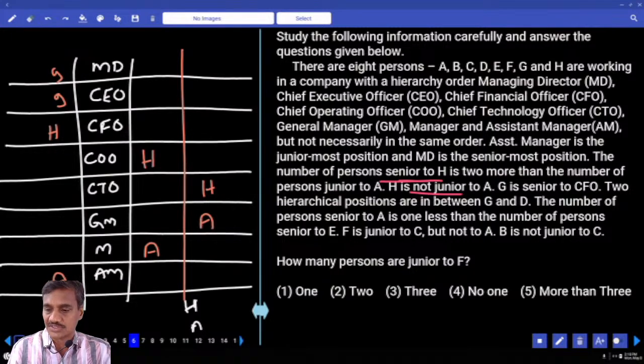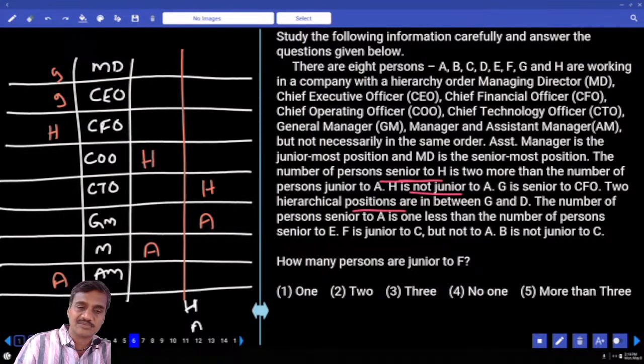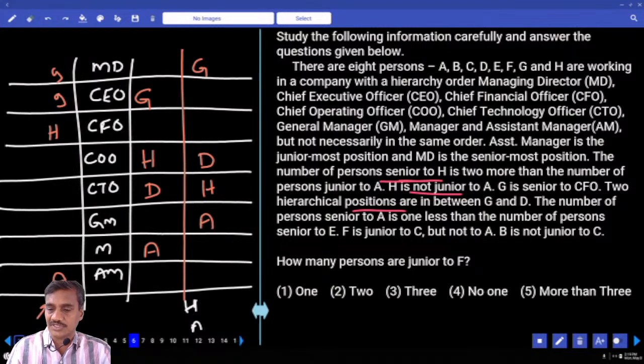G is senior to CFO, and two hierarchical positions are there in between G and D. Now in between G and D there must be exactly 2. Now in this case G must be here, then D will be here, isn't it? Now in this case G is here and D will be at this, isn't it? Now in this case there are two different possibilities for the G and D.